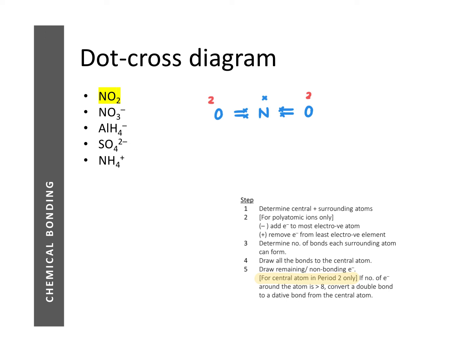So what it means is this: we need to convert the double bond, in this case, into a dative bond from the central atom to the surrounding atom. Once you have done that, you can see that now there are less than 8 electrons around nitrogen. We only have 7 electrons. So that solves the problem of not being able to have more than 8.